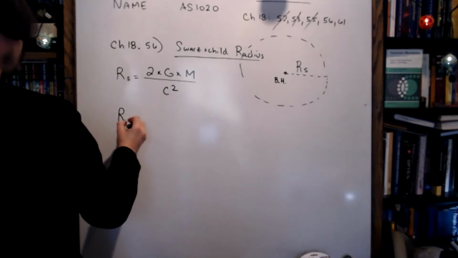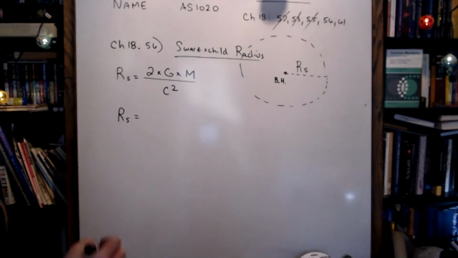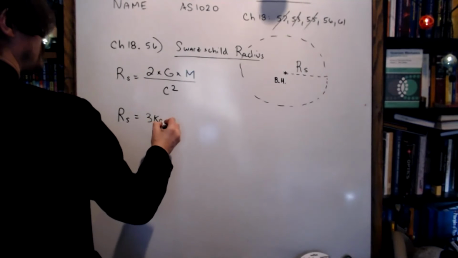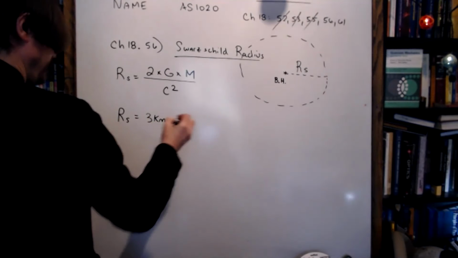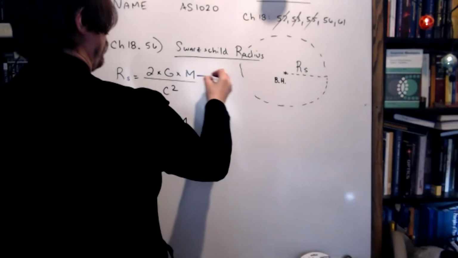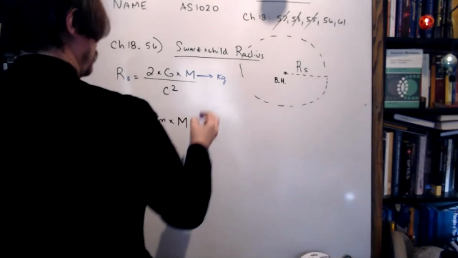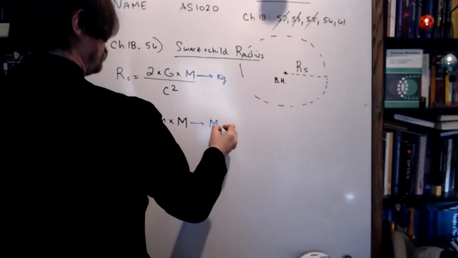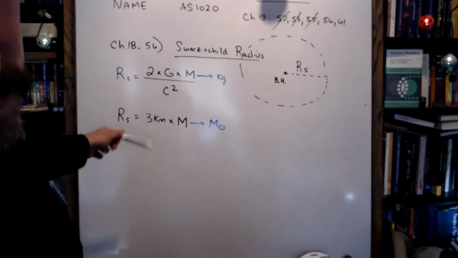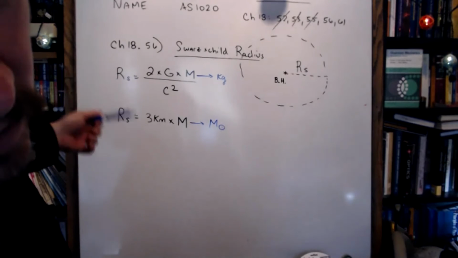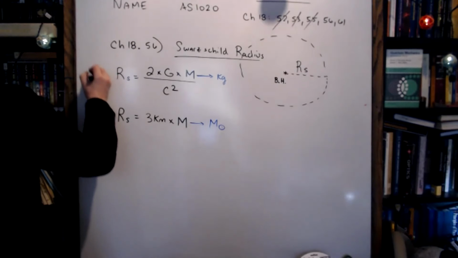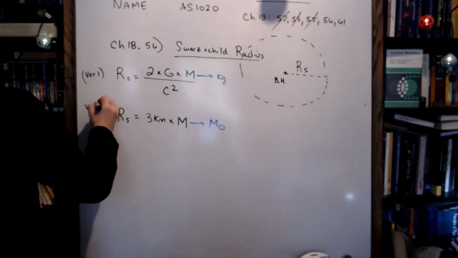There's a shortcut that you can use when the mass is in solar mass units: 3 kilometers times the mass. So let's label it. In this equation, the mass must be in kilograms. In this equation, the mass has to be in solar mass units. Which version you want to use depends upon how the question is asked. So let's try question A, Christopher.